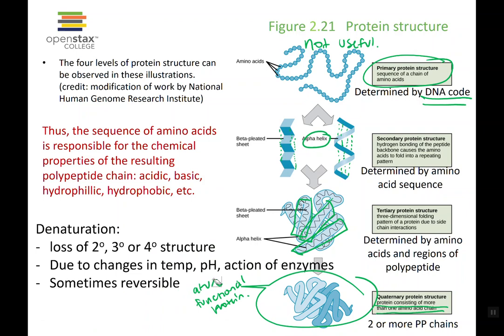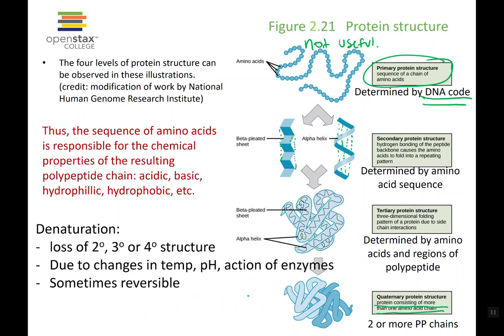Because structure equals function, that means that if you undo structure, you ablate function. So if you lose secondary, tertiary, or quaternary structure, this is called denaturation, which doesn't mean breaking peptide bonds. It just means unfolding. So to denature something is to take a protein from this state and turn it back into this state. So unfold the guy. And this makes its function go away. Denaturation typically happens due to changes in temperature, pH, or due to the action of enzymes.